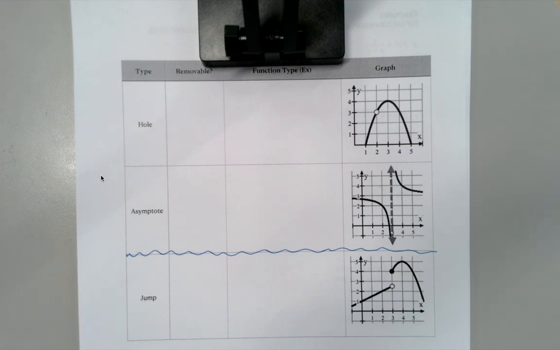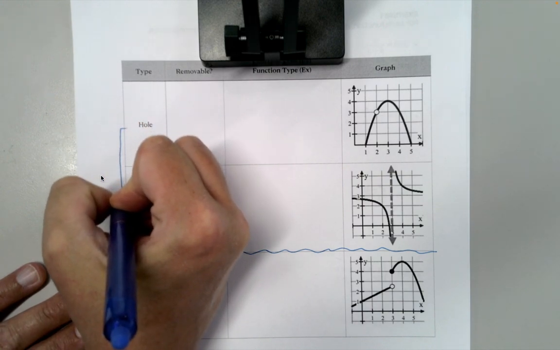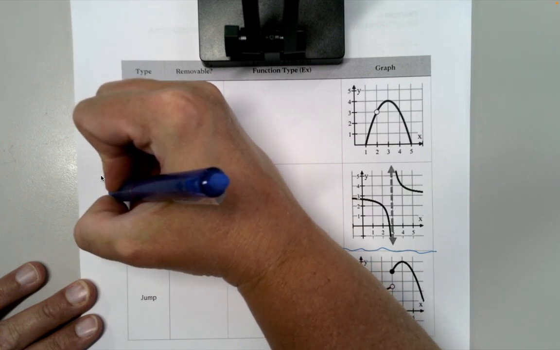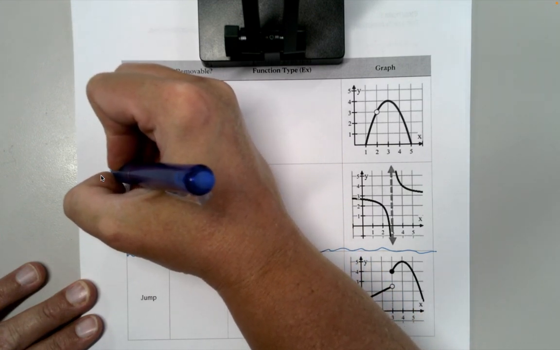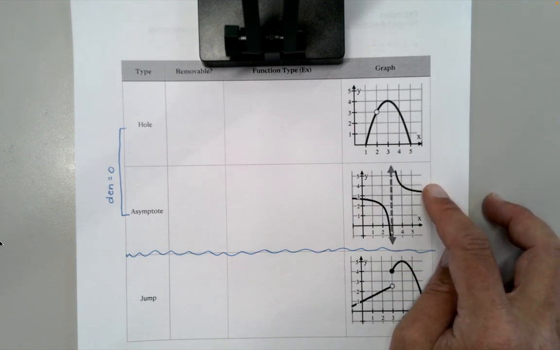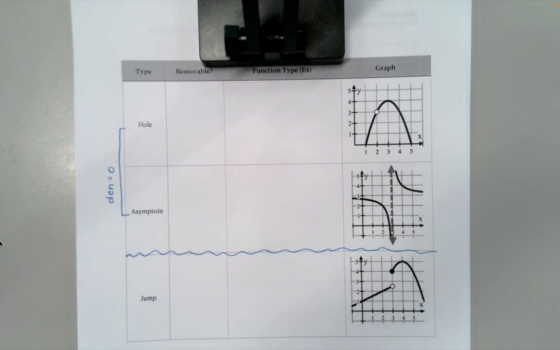The hole and the asymptote both come from the same place. They both come from the same types of functions. The thing that creates this discontinuity in both is having a denominator equal to 0. That's what we have to be on the lookout for. If we have a denominator equal to 0, it's going to cause one of these two things to happen. The difference between them is whether or not they are removable. I'm going to start by writing an equation for the function type so you can see what's going on here.